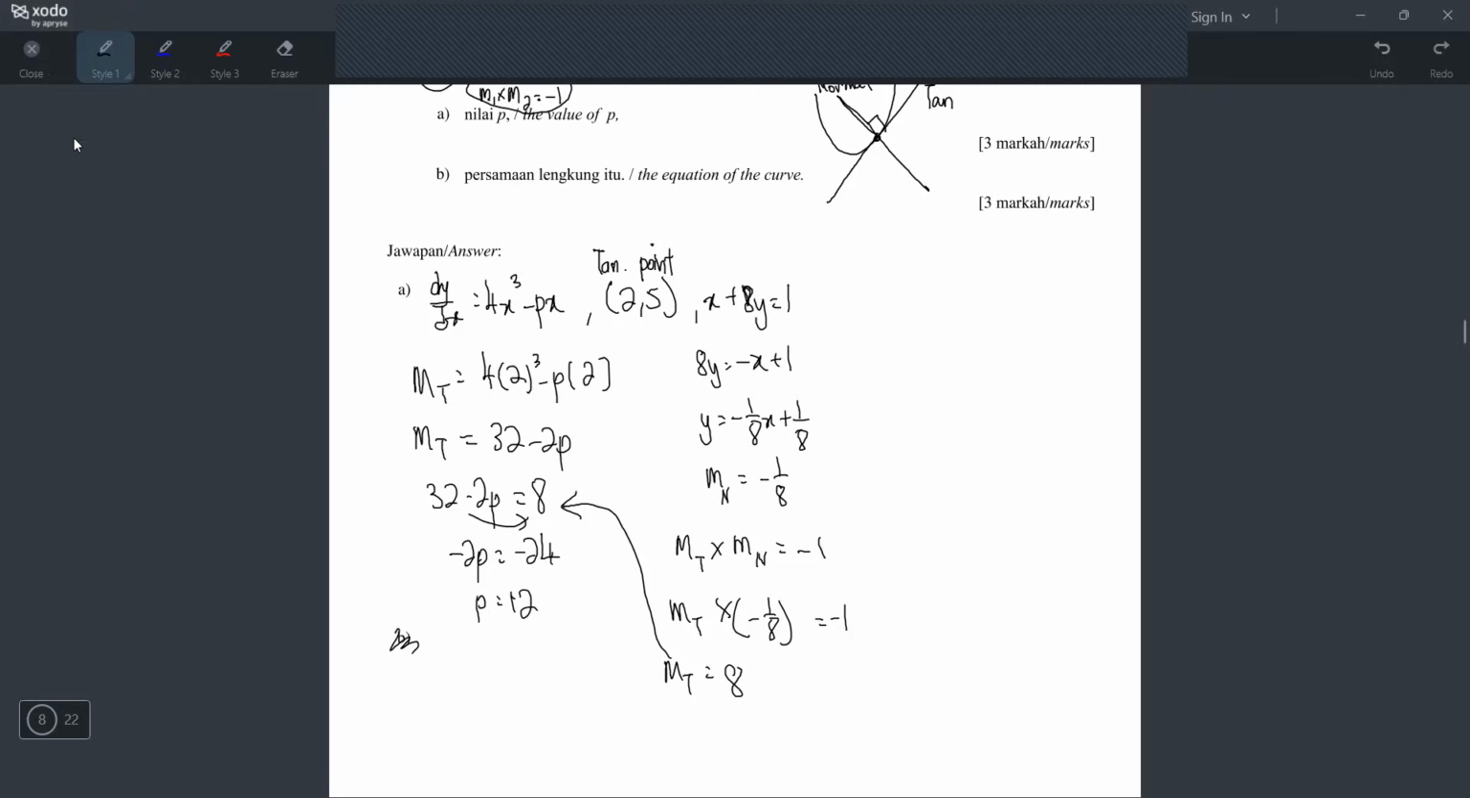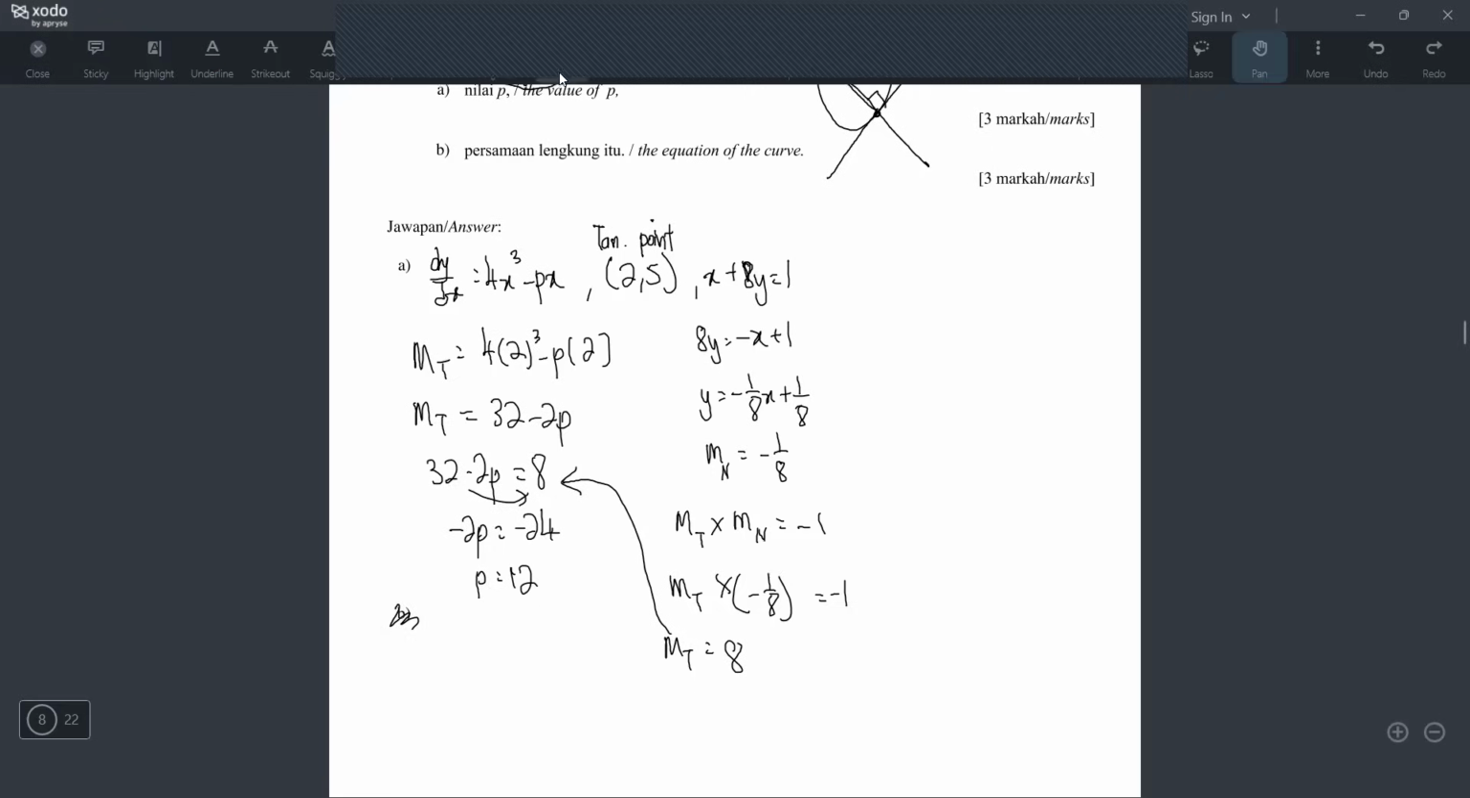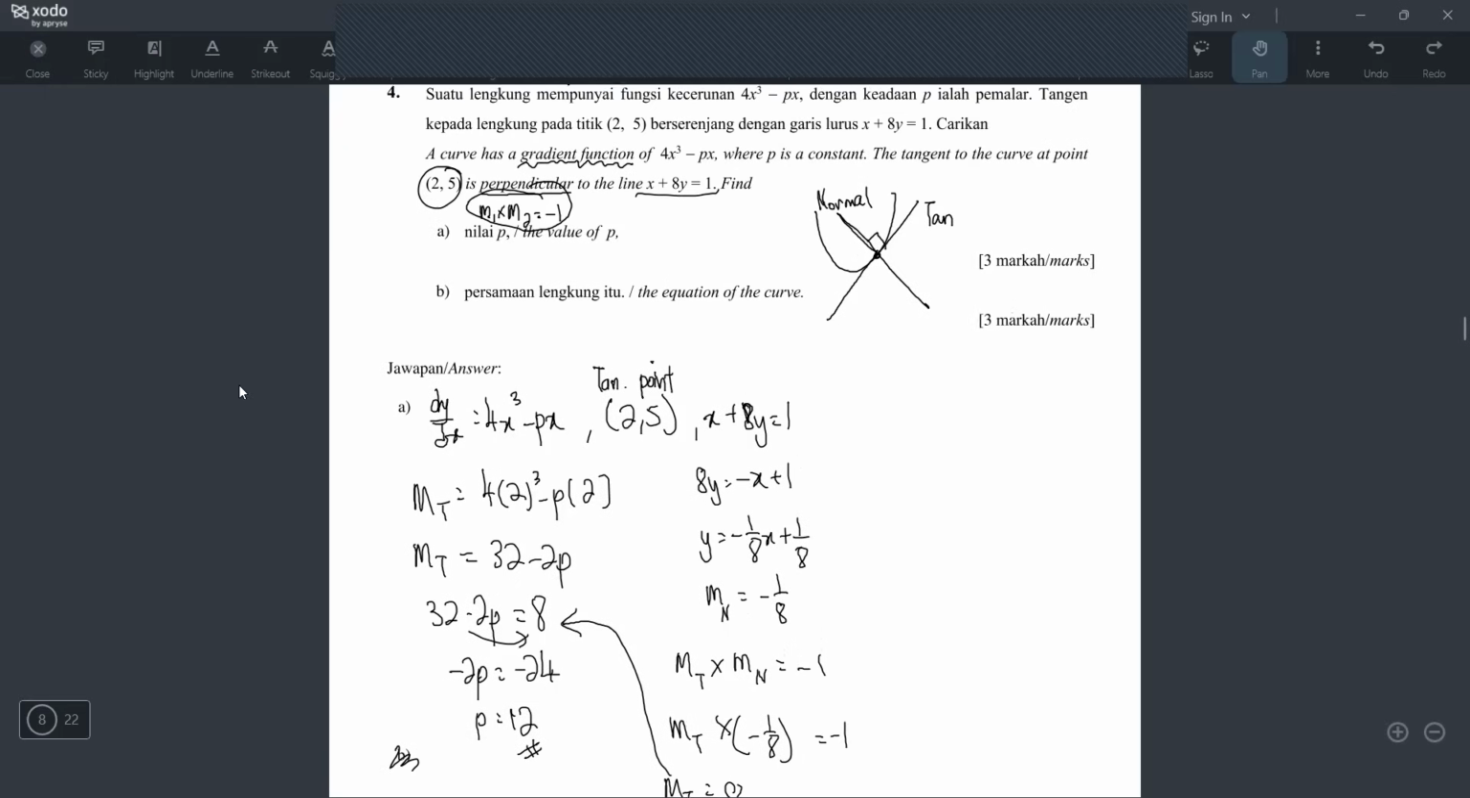So that would be the answer for A. Right? So this one is the answer. This one. Not this one. Okay. This one is still not the answer. This one. They want to find P, right? So that's how you do it.